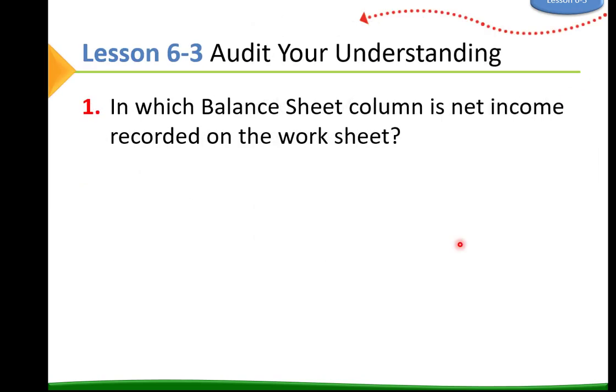So in which balance sheet column is the net income recorded on the worksheet? It is the balance sheet credit column. In which column is a net loss recorded on the worksheet? That is the balance sheet debit column.